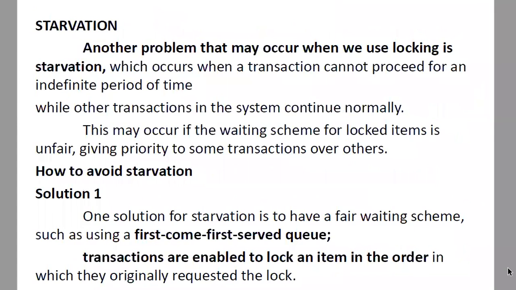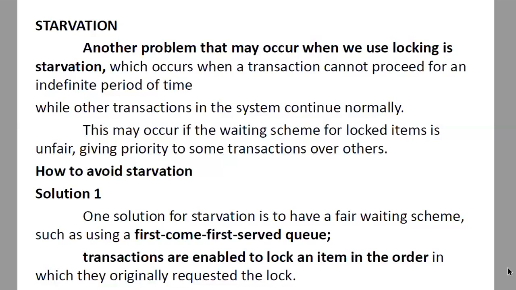And then the other one is starvation. We have discussed what a deadlock is, what the deadlock prevention methods are, and what deadlock detection is. The next one is starvation. Starvation is the condition when a set of transactions are waiting for a very long period of time to access a particular data item.